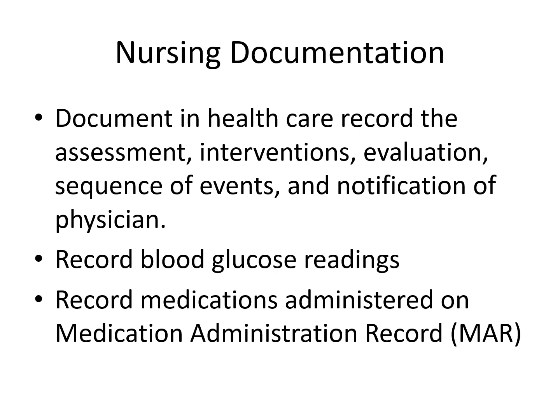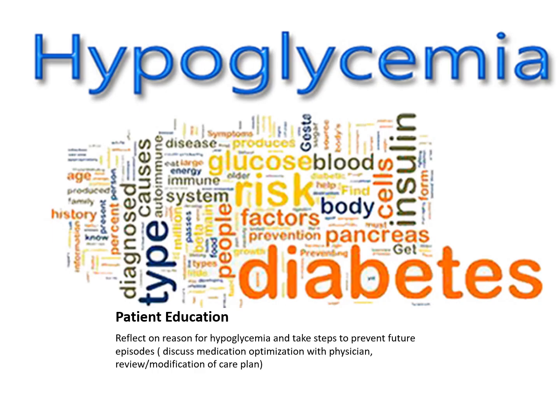You can also document any carbohydrate or food that you gave in the activities of daily living section in your healthcare record. Please remember to provide patient education. Also reflect on the reason the patient may have experienced hypoglycemia and take steps to prevent future episodes. As a nurse, you may need to discuss medication optimization with the physician, or the care plan needs to be reviewed. The physician may adjust the medication or readjust targets or readjust monitoring orders.